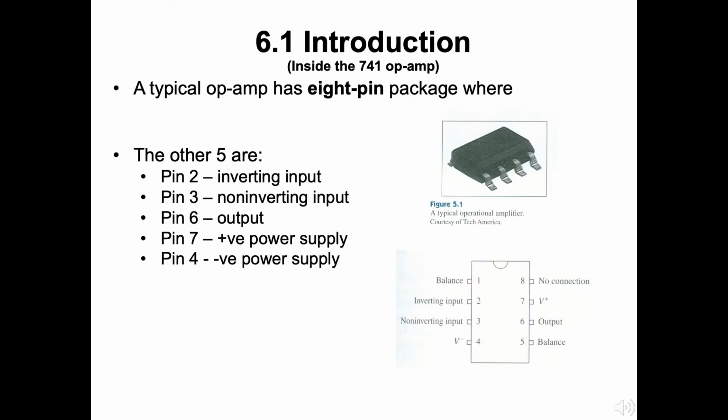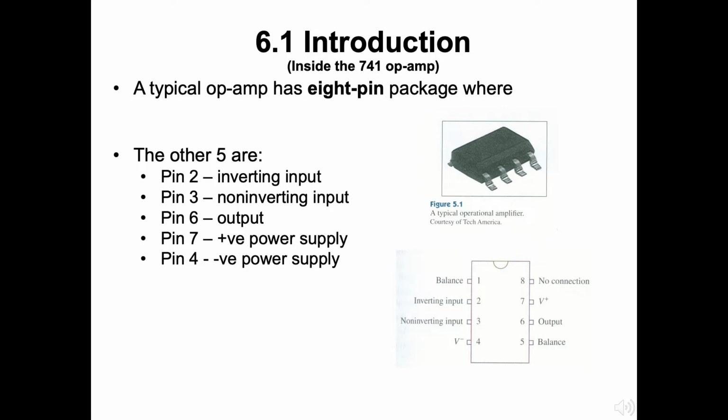As an example of the op-amp here, we will use the 741 op-amp. It has an 8-pin package. Among the pins, pin number 2 is the inverting input, while pin 3 is the non-inverting input. The output is at pin 6. For the power supply, pins 7 and 4 are for the positive and negative of the power supply respectively.